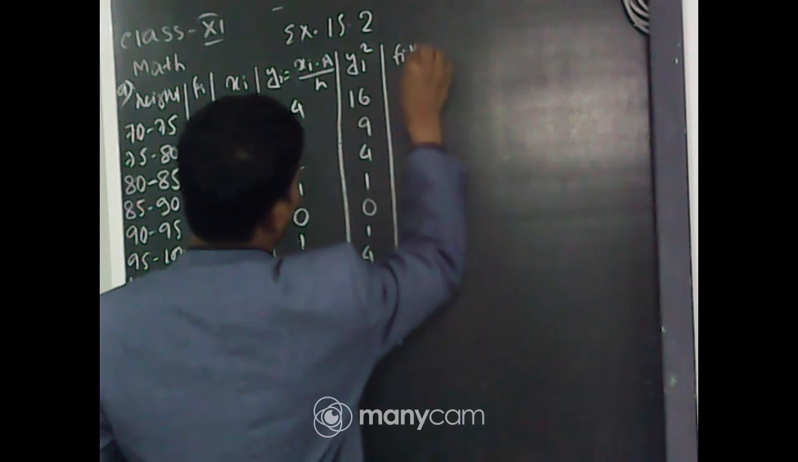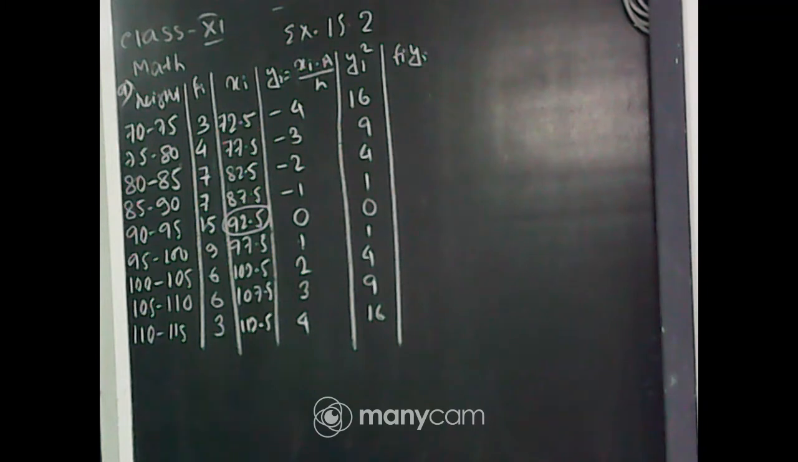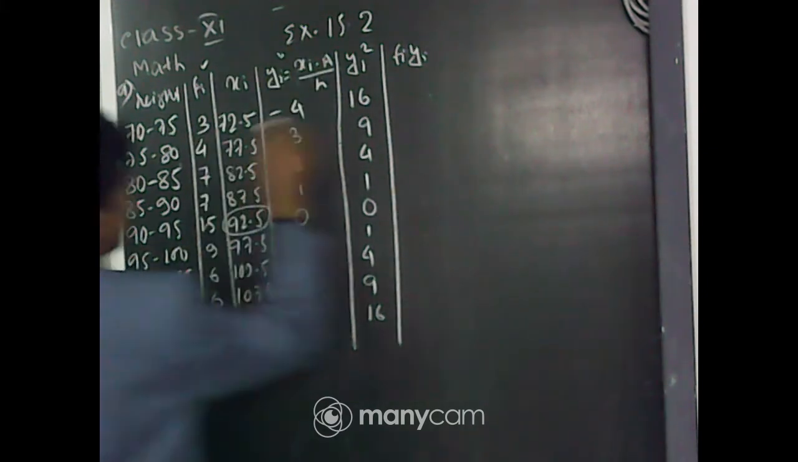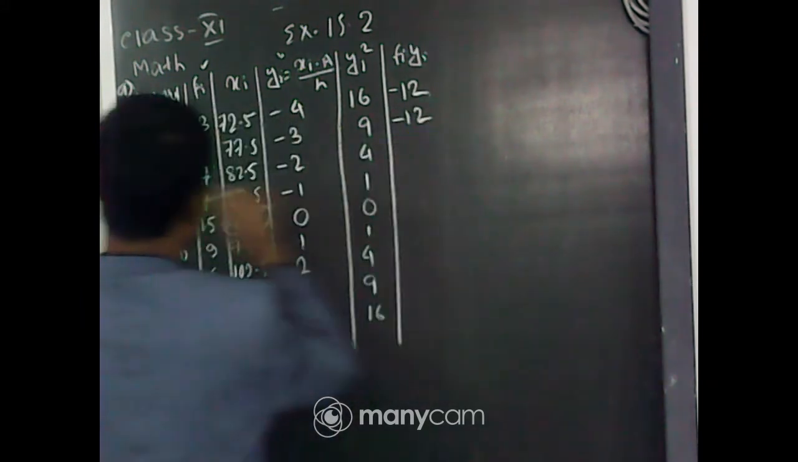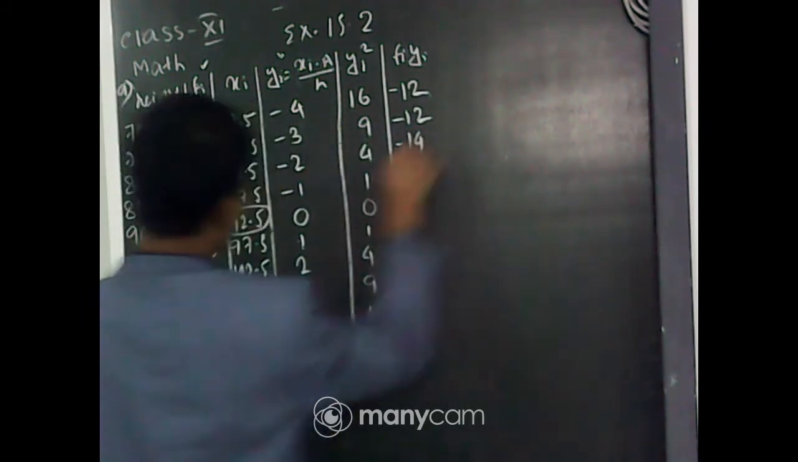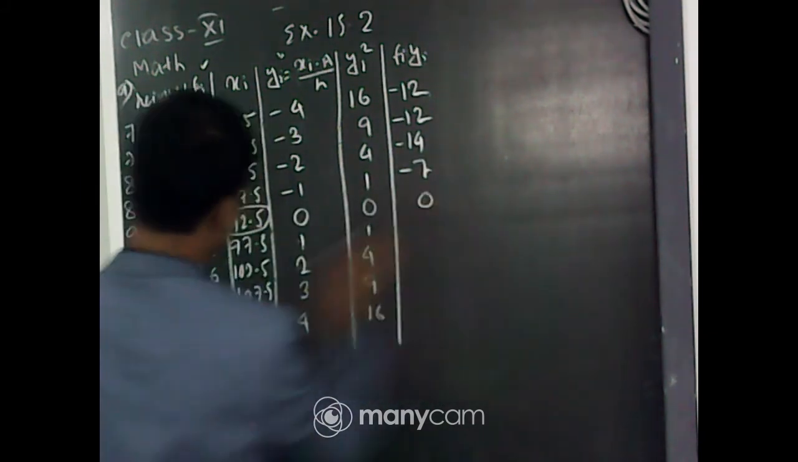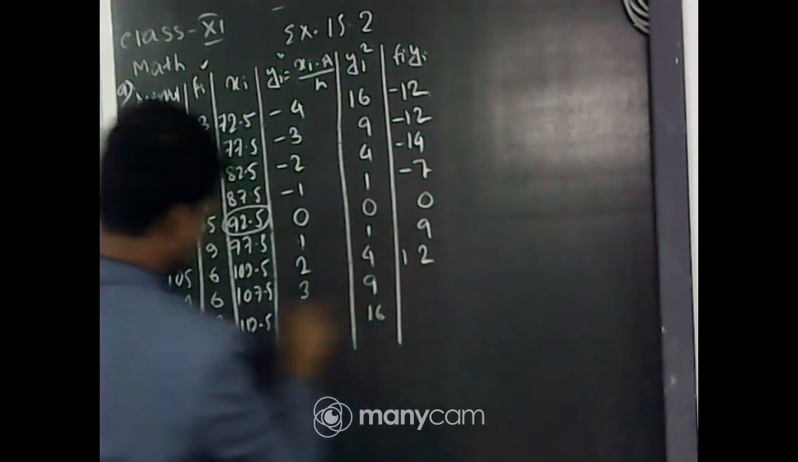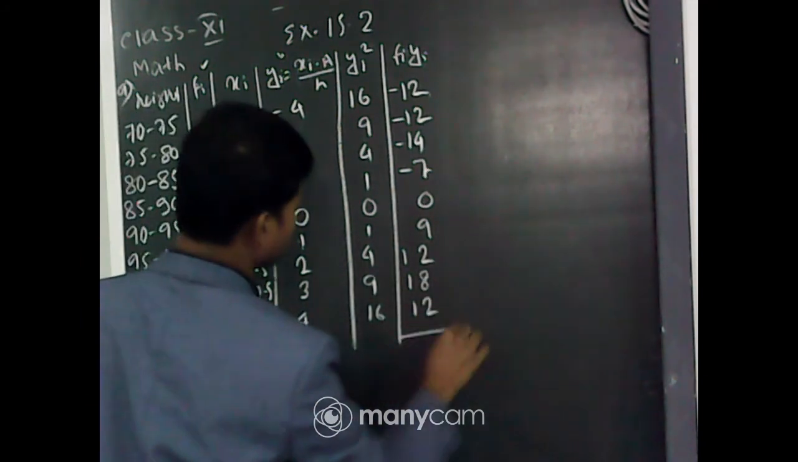Then find fi yi. Fi yi means multiply the element of yi to the corresponding element of fi. So this is our fi and this is our yi. So multiply the corresponding elements. 3 4s are minus 12, 4 3s are minus 12, 7 2s are minus 14, this is minus 7, then a 0, 9 into 1 is 9, 6 into 2 is 12, 6 into 3 is 18, and 3 into 4 is 12.